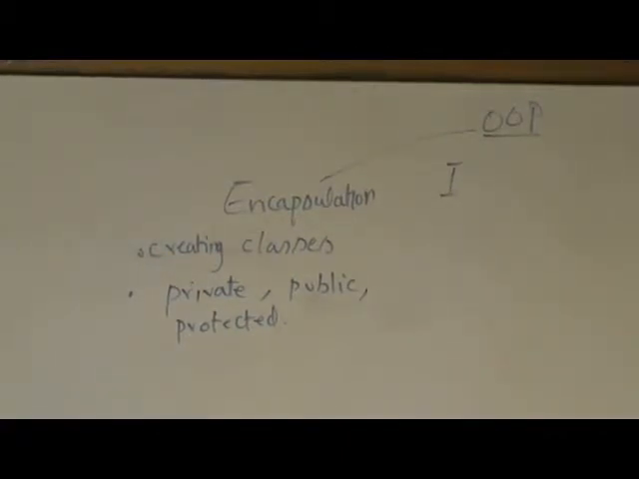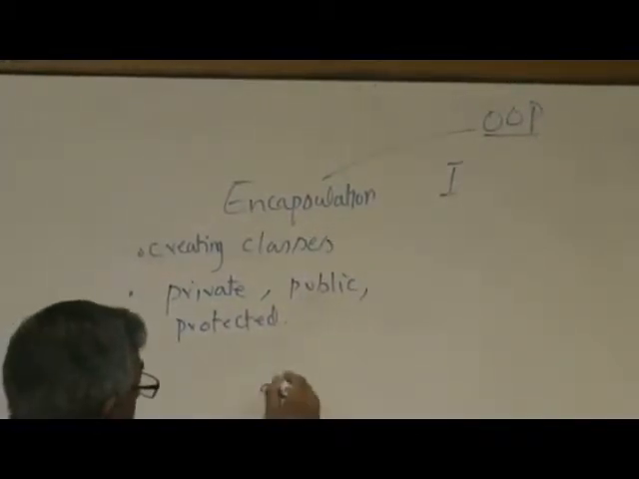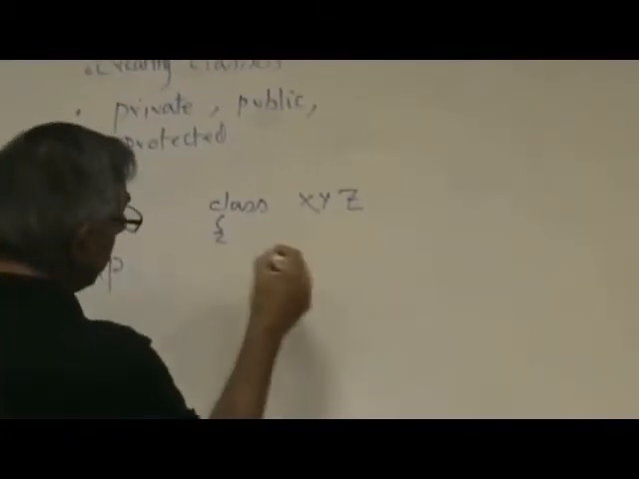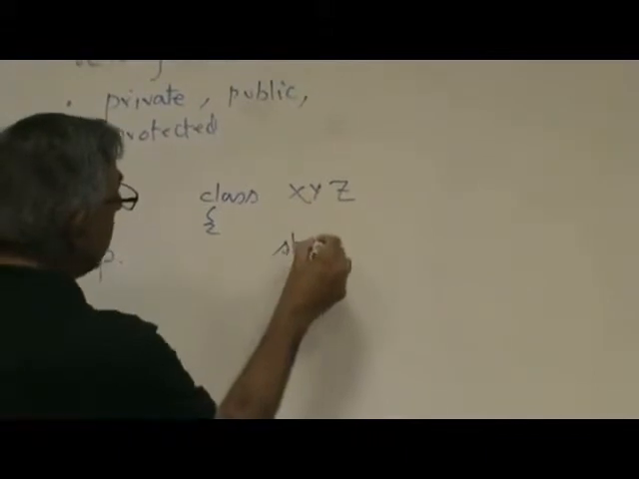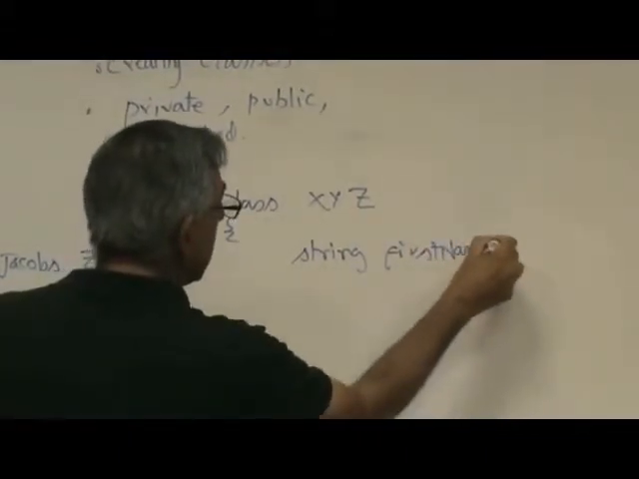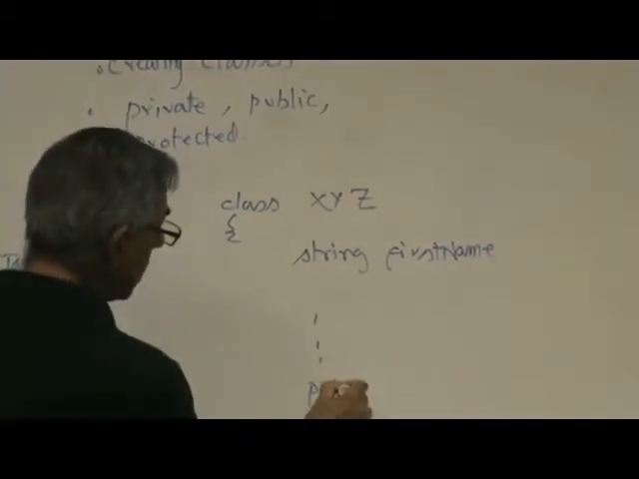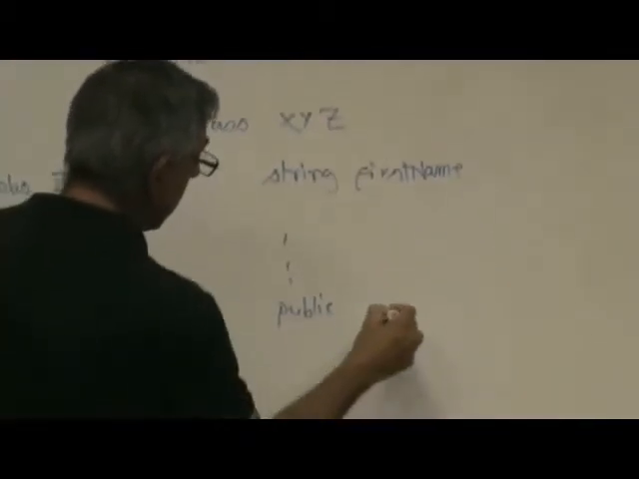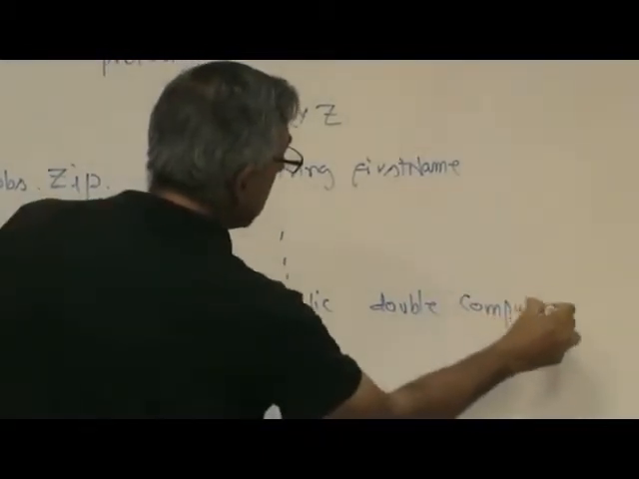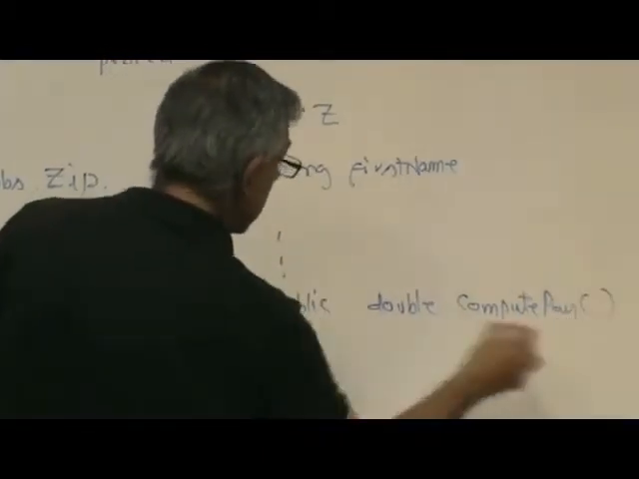Both the data as well as the functions as well as the class itself could be marked private or public. So if you create a class XYZ, if you declared, let's say, string first name, and somewhere over here you have something, let's say public double compute pay, right?